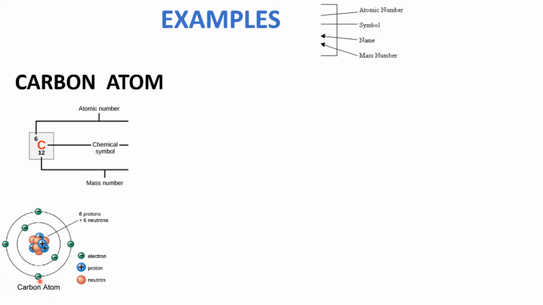Here the carbon atom has 6 protons, 6 electrons that move around the nucleus, and 6 neutrons. These are 6 protons with positive charge, and 6 electrons moving around the nucleus with negative charge, and 6 neutrons have no charge.